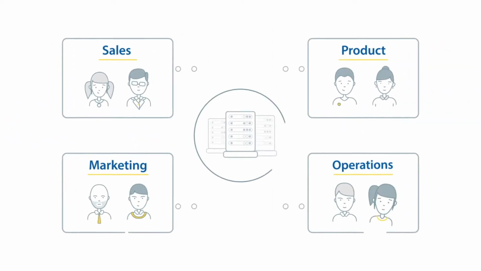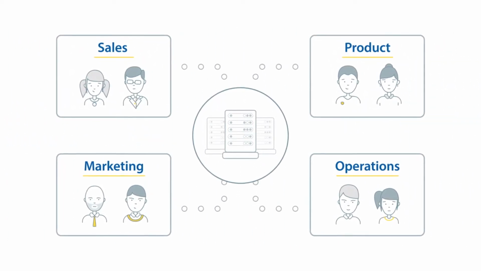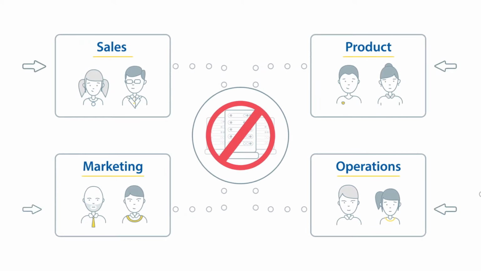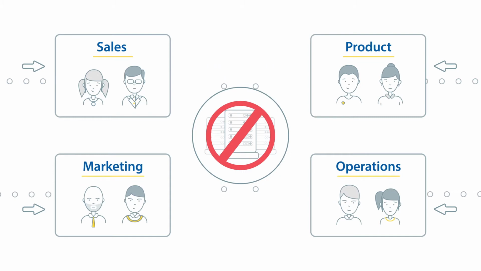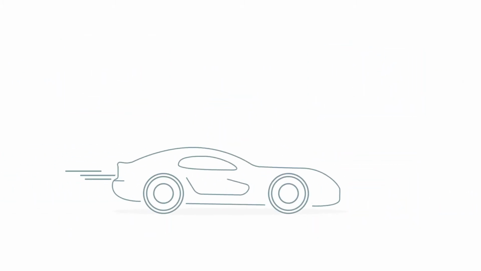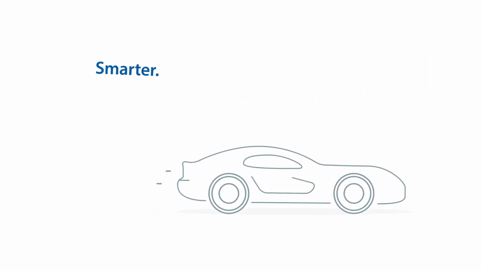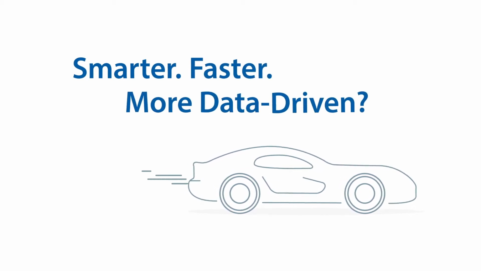And business processes often don't share data that would help them function smoothly. So we keep getting more data from more sources, but we can't effectively tap into its value. What a lost opportunity. So how can we make our businesses smarter, faster, and more data-driven?